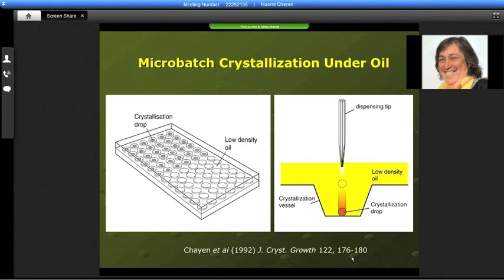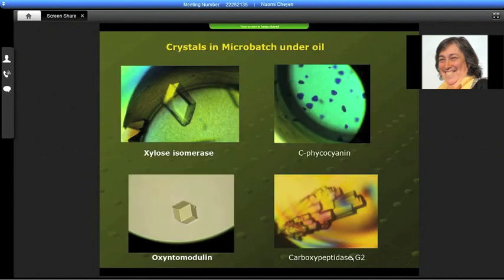You dispense a drop under the oil, and because the drop is heavier than the oil, it sinks down to the bottom of the well and sits there. Now, many people say, oh, oil, how will we see the crystals under the microscope? So here I'm showing various examples that there's no problem at all. The crystals are just as visible as they are under vapor diffusion or any other method.